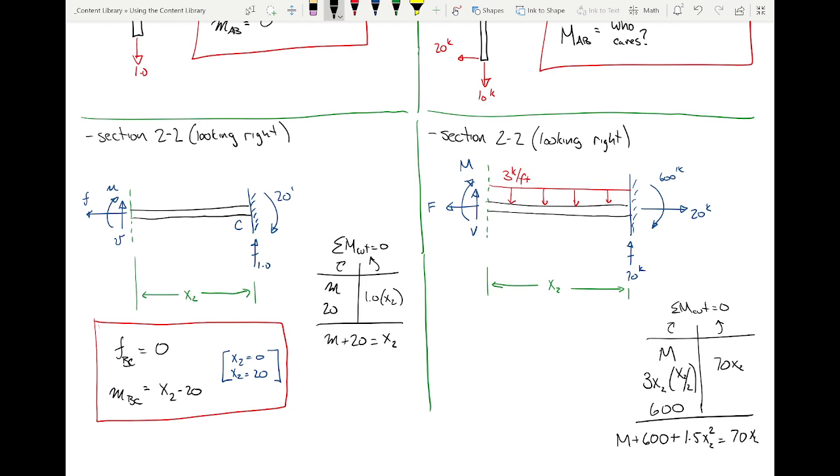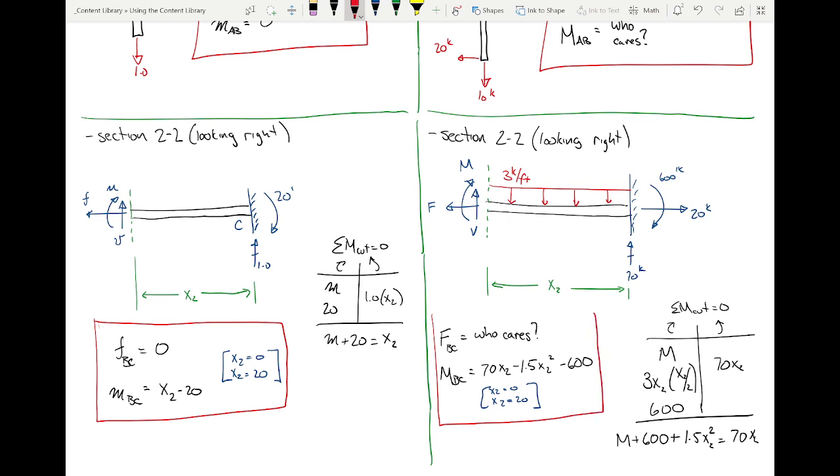Did I do that right? Right, so FBC is who cares. MBC is, let's say, 70x2 minus 1.5x2 squared minus 600, all from x2 is 0 to x2 is 20. Is this okay? Did I do this too fast?